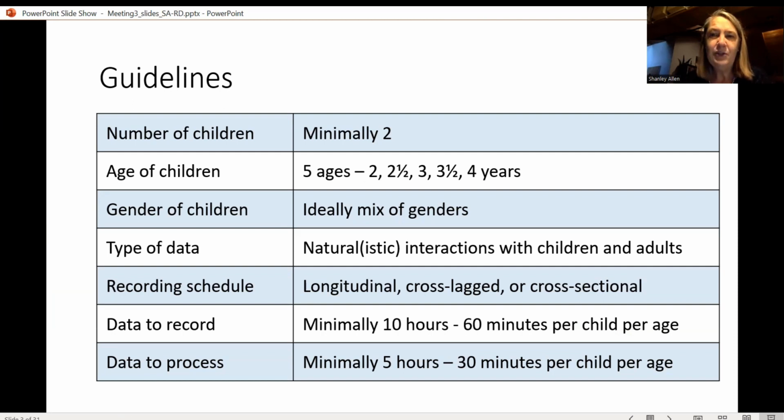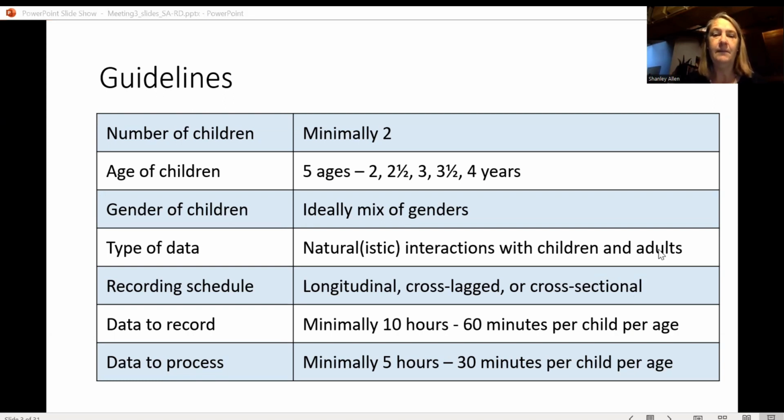So to remind you what our goal is for the recording, we want to have a minimum of 2 children for the project if we do it longitudinally, and at 5 ages: 2, 2.5, 3, 3.5, and 4, and ideally a mix of genders if that works. And we're going for naturalistic interactions with children and adults to have child-directed speech, and children because that's probably the most natural context that children are in.